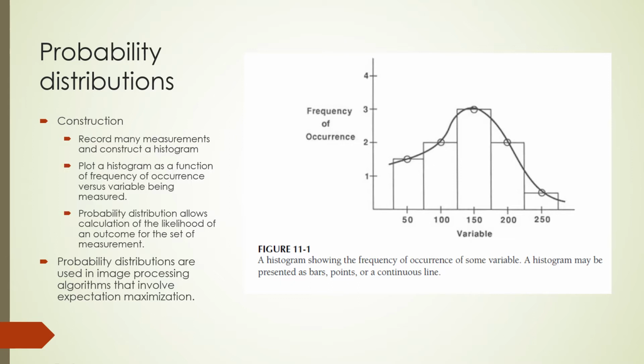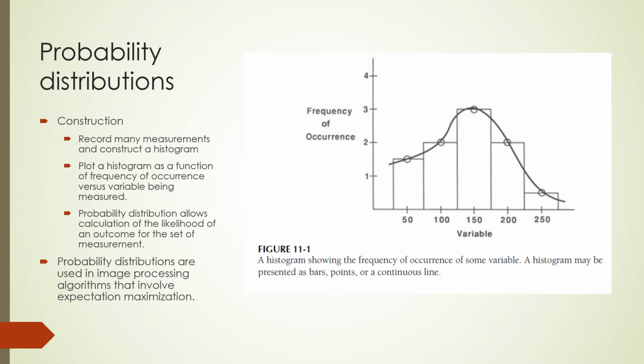For example, algorithms that involve any kind of expectation maximization are inherently based on statistical models like the Poisson distribution. Examples of expectation maximization algorithms are maximum likelihood expectation maximization or ordered subset expectation maximization. These types of algorithms are used in PET, SPECT, and CT imaging for iterative reconstruction.